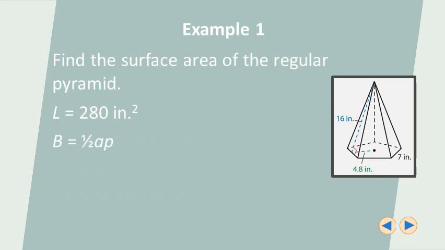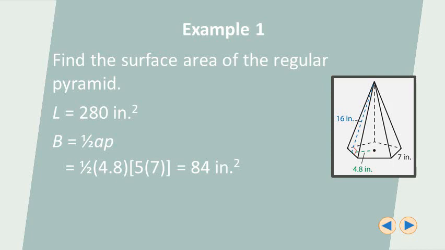So we've got that. Now we've got to find the area of the base, that pentagon. If you go back to chapter 7, you'll remember that for a regular polygon, it's 1/2 the apothem times the perimeter. In this case, the perimeter is 5 sides, 7 inches, so 5 times 7, and the apothem is 4.8. So again, we've got to know the apothem and the length of each side of the polygon. We come up with 84.